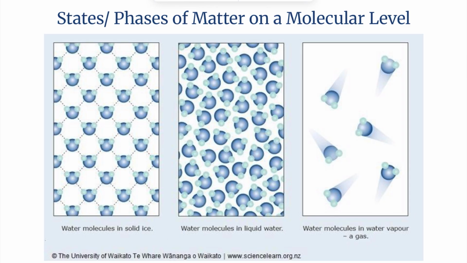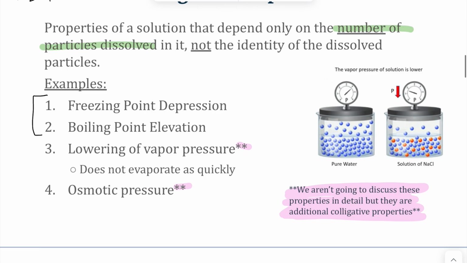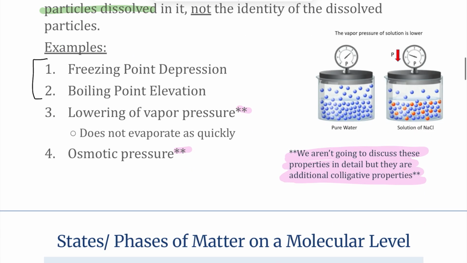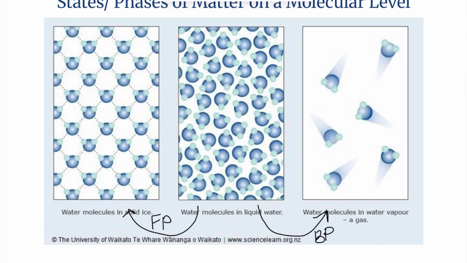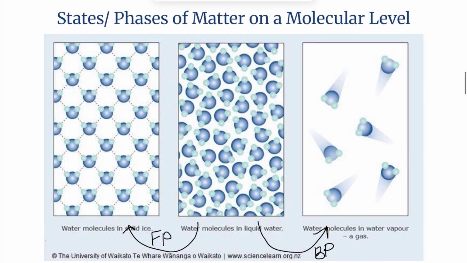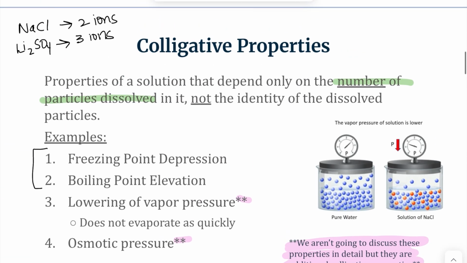And so as we're talking about boiling point and freezing point, freezing point is when you're going from liquid to solid. Boiling point is when you're going from liquid to gas. So going between those phases. Let's discuss those first two, which are going to be our focus. First we're going to talk about freezing point depression.